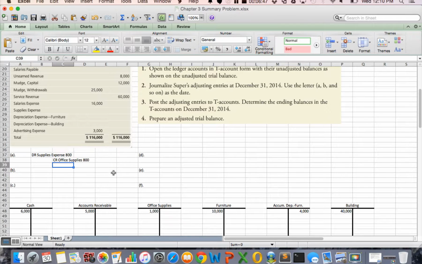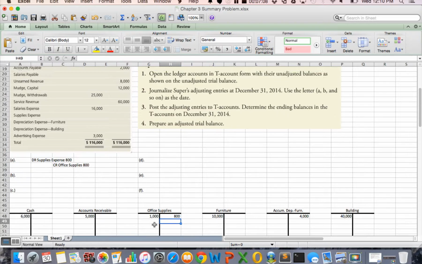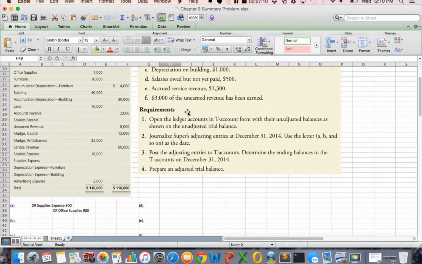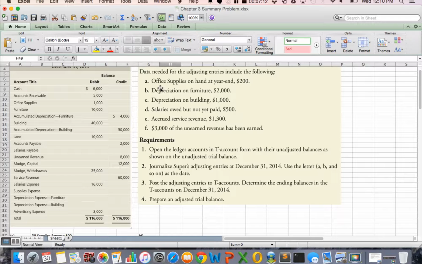And we won't do this till the next step, but if I looked at this T-chart down here, if I take $800 and put it on the right side of office supplies, then I can see that I'd have 1,000 here, 800 here, and that would give me a debit balance in this account of $200, which is what this told me right here.